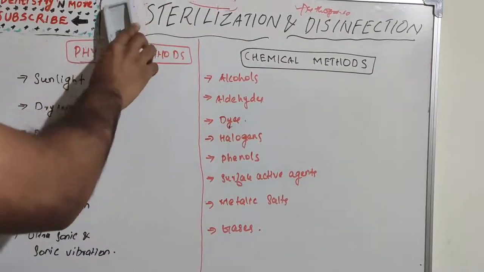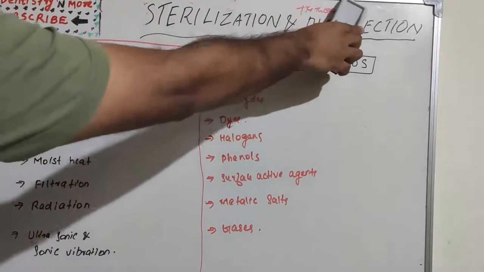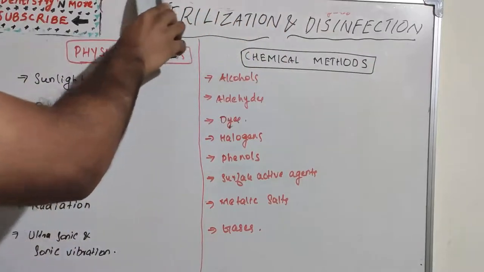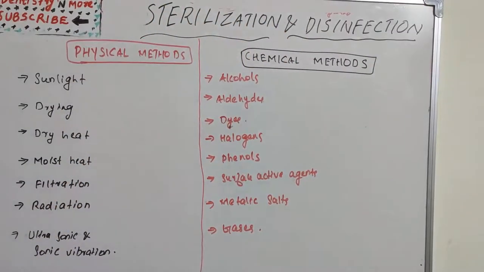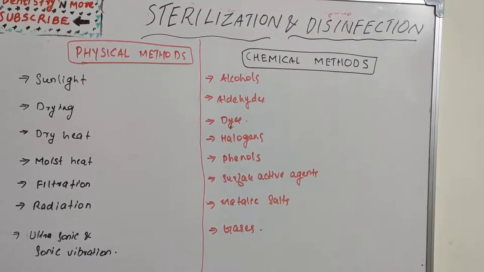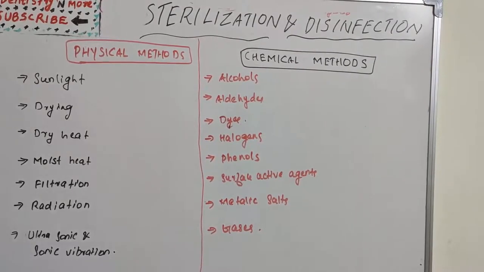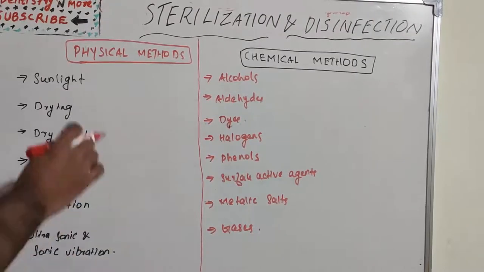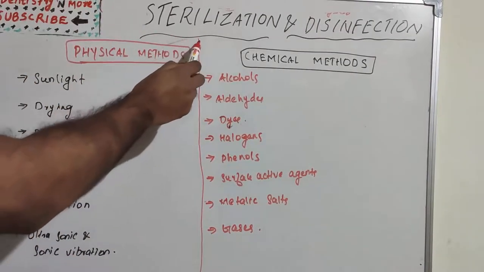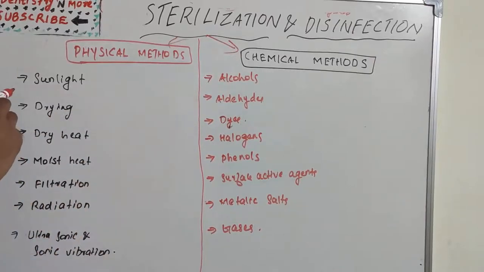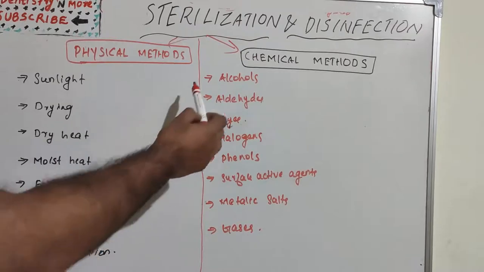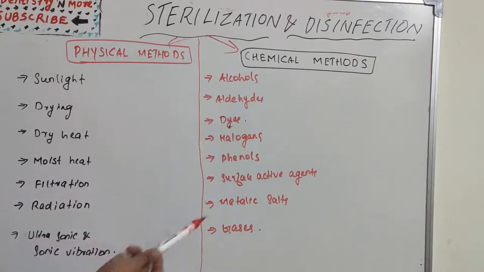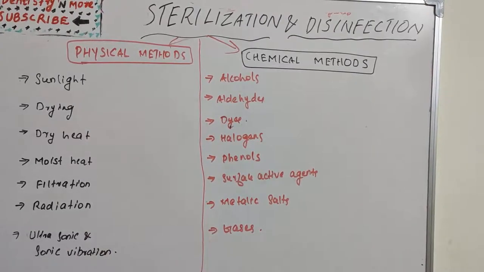So we learned about sterilization and disinfection and about antiseptic solutions. Now we have classification of methods in sterilization and disinfection. It is broadly classified into physical and chemical methods. In physical, there is sunlight, drying, dry heat, moist heat, filtration, radiation, ultrasonic and sonic vibration. In chemical methods, alcohols, aldehydes, dyes, halogens, phenols, surface active agents, metallic salts and gases. So let's learn one by one.